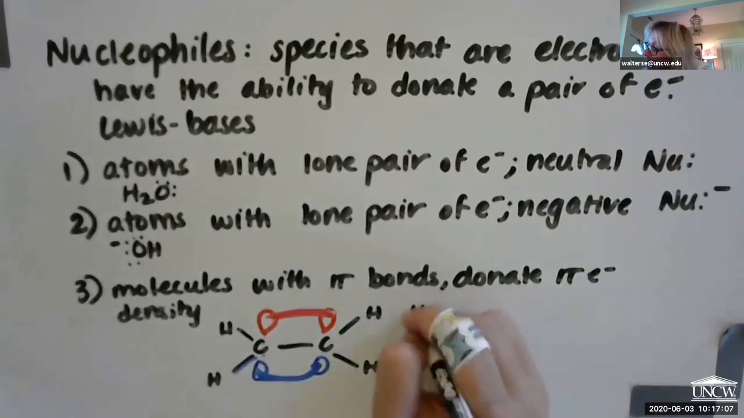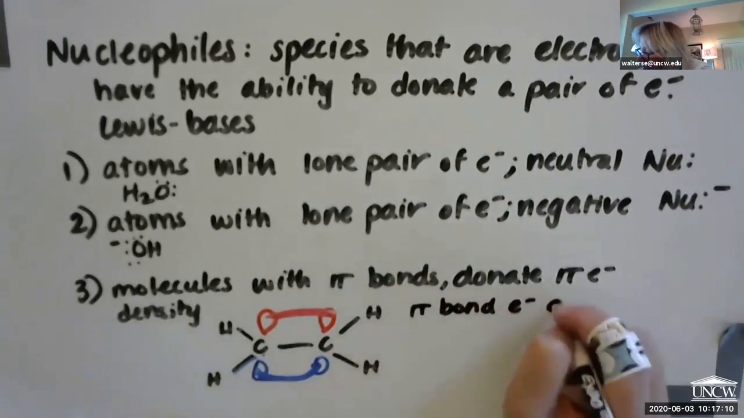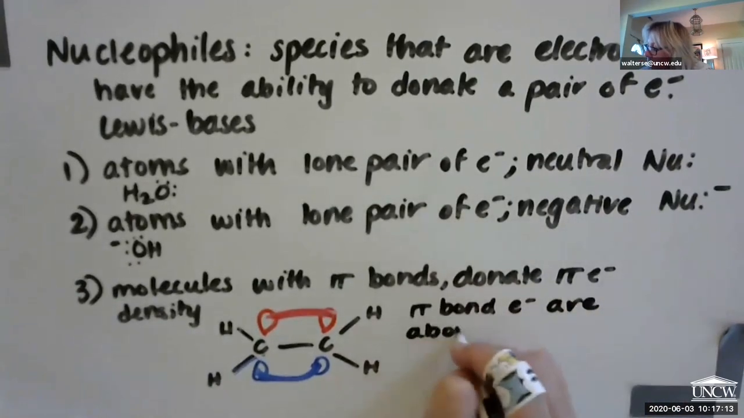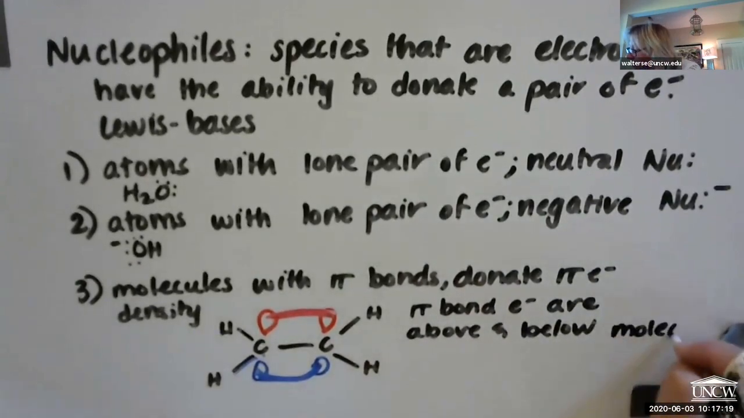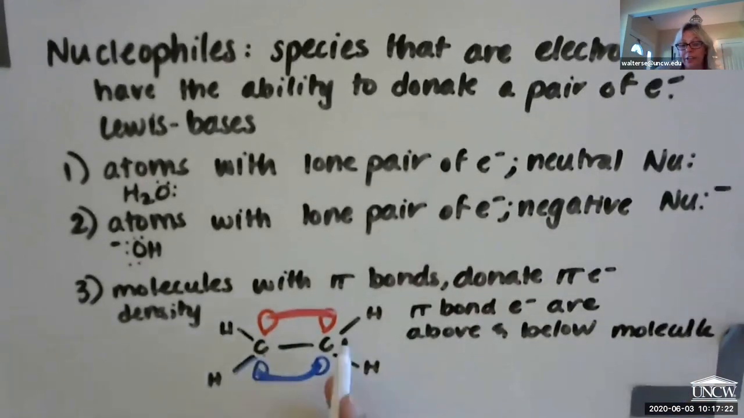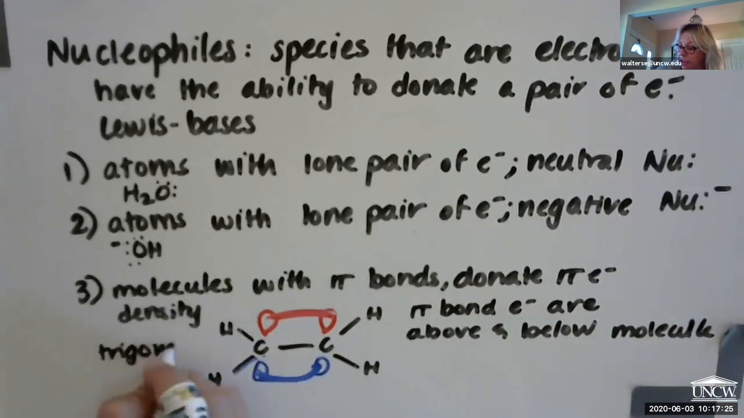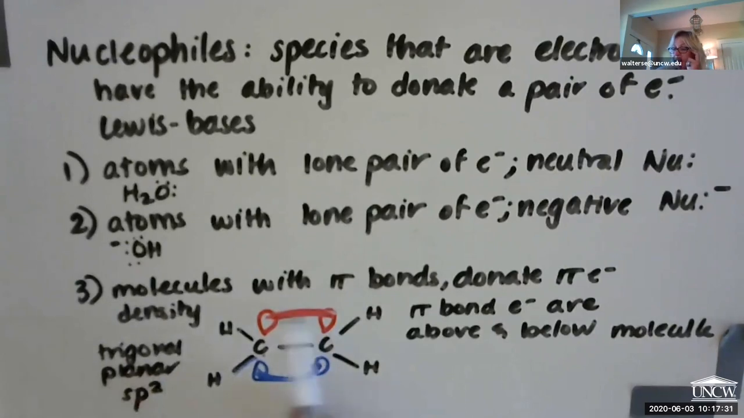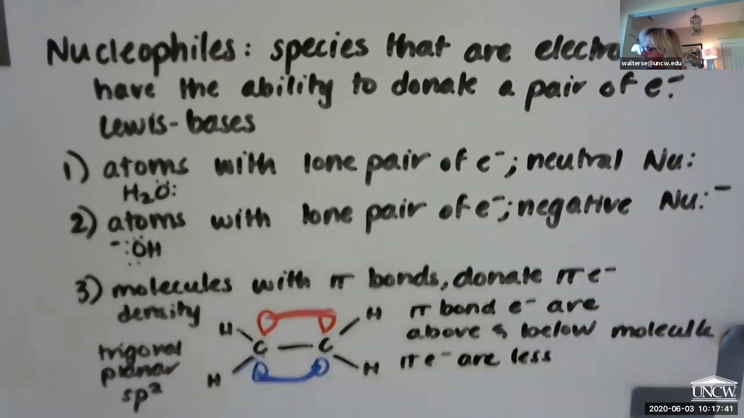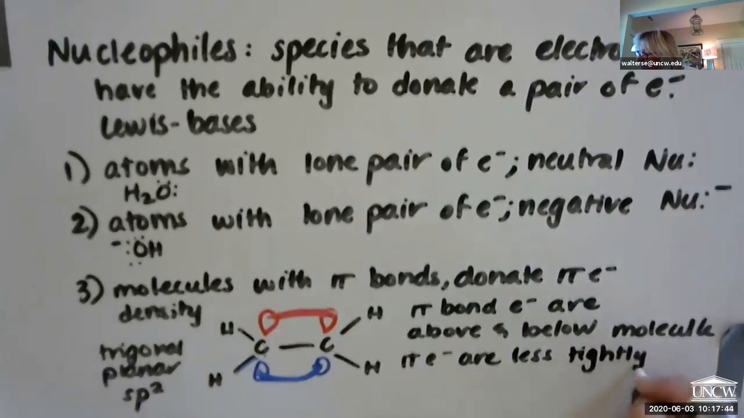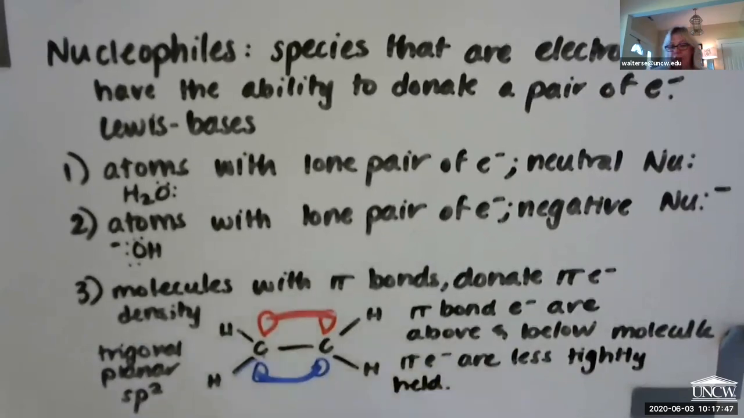So pi bonded electrons are above and below the molecule. Okay, because this is trigonal planar. It's a planar molecule because the carbons are sp2. But on the top and the bottom, you have this pi bond, which means these pi electrons are less tightly held. If they're less tightly held, they can be easily donated.